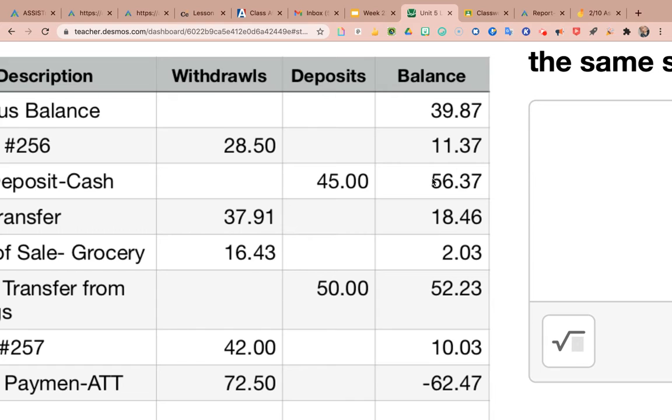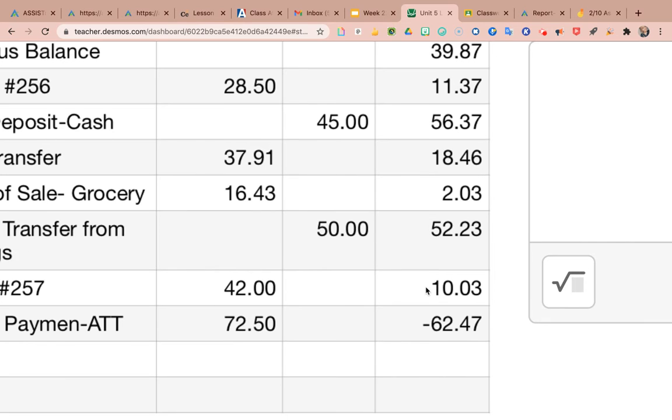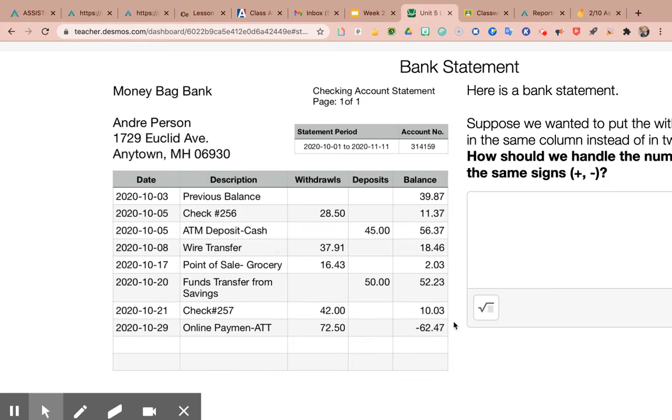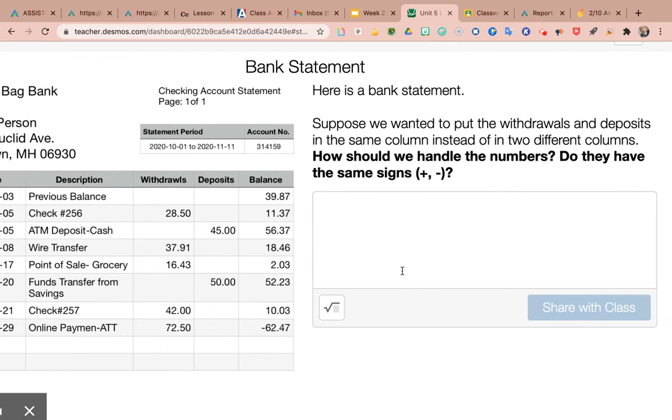Next, he withdraws. So he's going to take this balance and take away $37 from it. Now he only has $18.46. He makes another withdrawal. So he's going to take that $16 out of the balance. He has $2. He deposits 50, so it goes to 52. So it looks like deposits make his account balance go up. Withdraws make his account balance go down. And when he spends too much money and he doesn't have enough in his account to pay for it, it goes negative. So that's kind of how you read the bank statement.